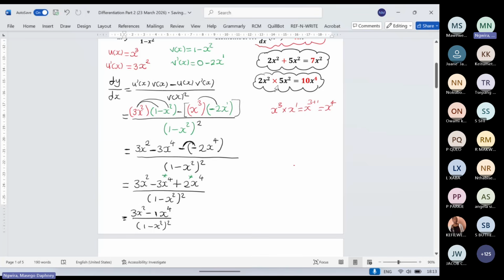If you can see, that's what I did here when I was doing this one. That's why I wrote this as an example here, so that you understand that x to the power of 2 times x to the power of 2 is going to be x to the power of 4.